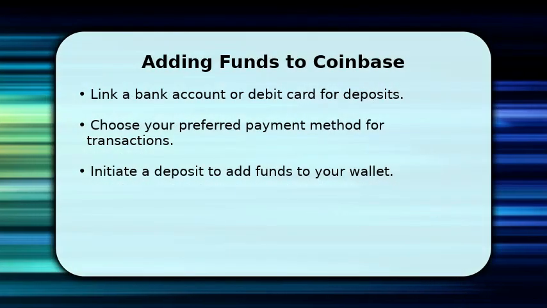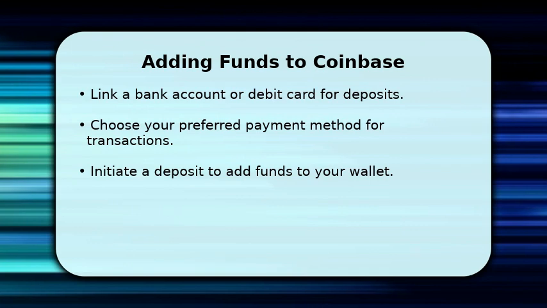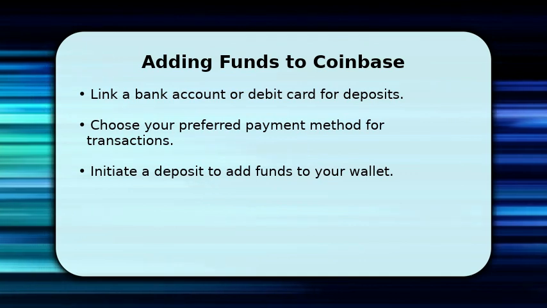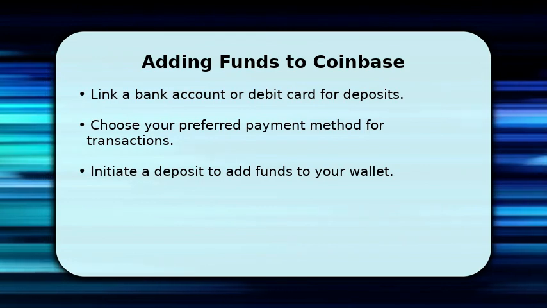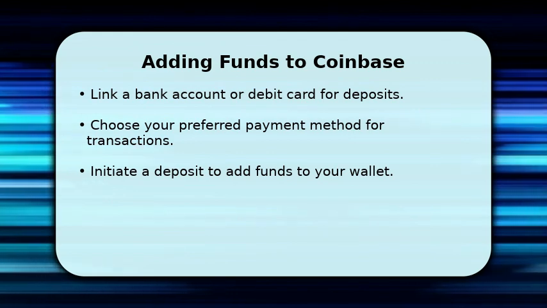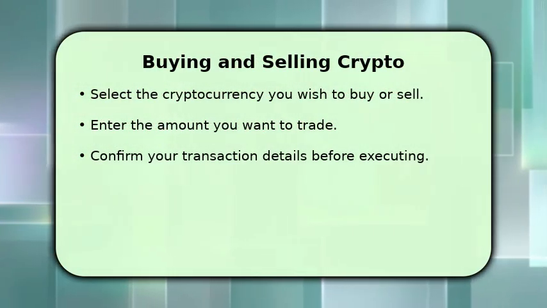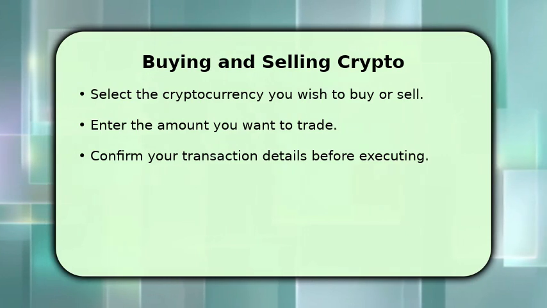After setting up your account, the next step is to add funds. You can easily link a bank account or a debit card to your Coinbase profile. Navigate to the Payment Methods section and select your preferred option. Once linked, you can initiate a deposit to transfer funds into your Coinbase wallet, making them available for buying cryptocurrencies. It's a straightforward process. With funds in your wallet, you're ready to buy or sell crypto.